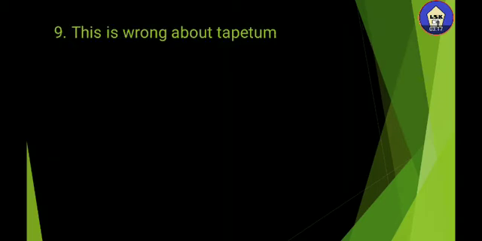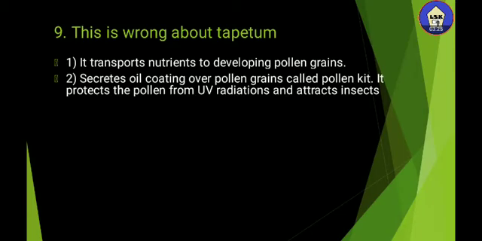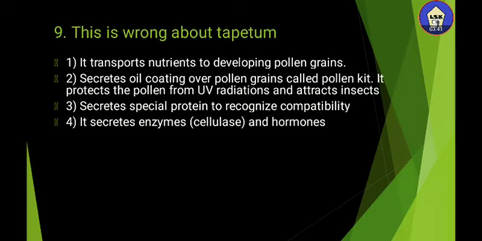Now question number 9. Which is wrong about tapetum? Option 1, it transports nutrients to developing pollen grains. Option 2, secretes oil coating over pollen grains called pollen kit. It protects the pollen from UV radiations and attracts insects. Option 3, secretes a special protein to recognize compatibility. Option 4, it secretes enzyme and hormones.